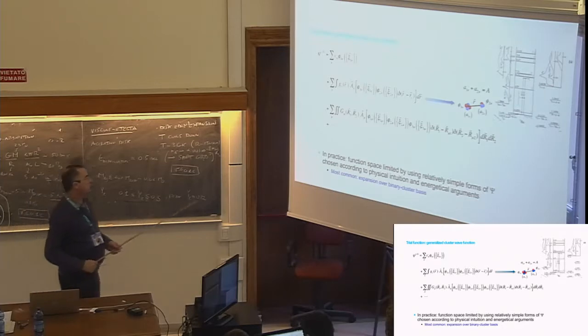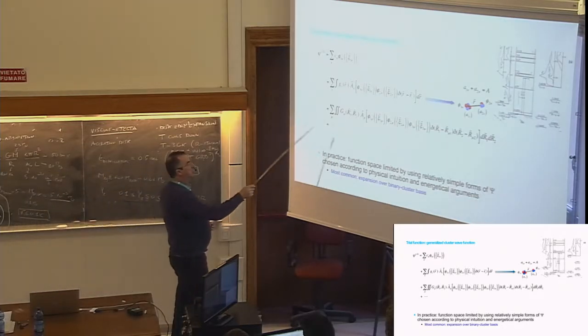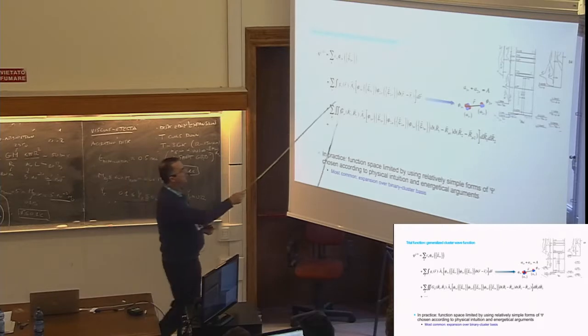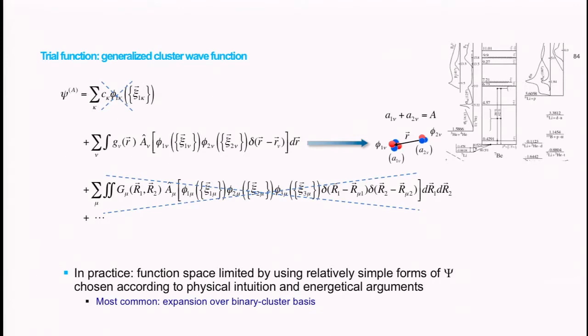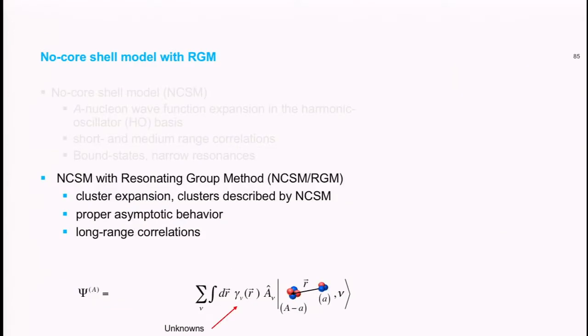In general, this resonating group method started with a description using binary clusters. That will be the simplest expansion. You would just forget about the other parts and just look at these binary clusters. And that's actually what we did with Sofia Quaglioni about 10 years ago. We used these ideas of the resonating group method within the no-core shell model, and then we used a basis expansion which would have two binary clusters.